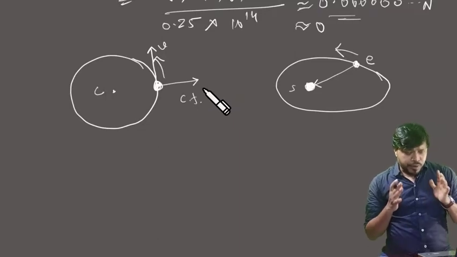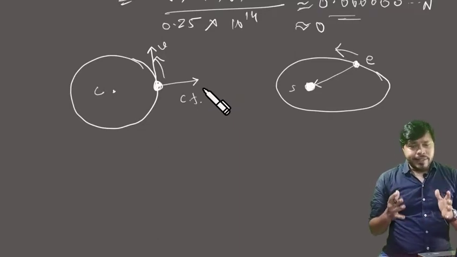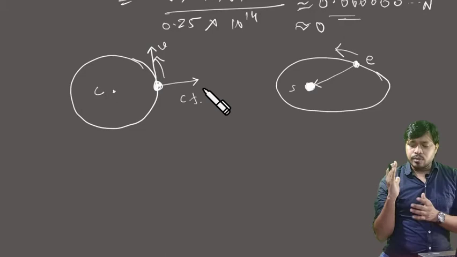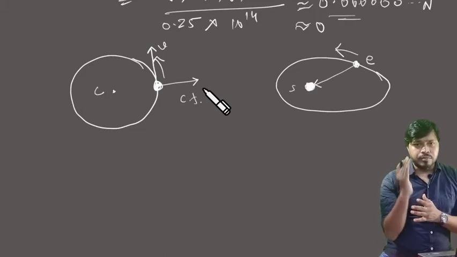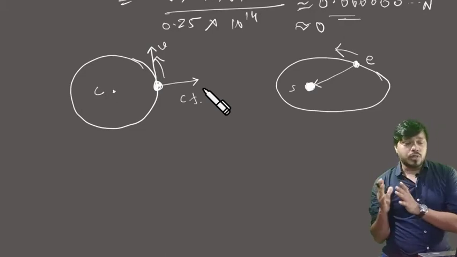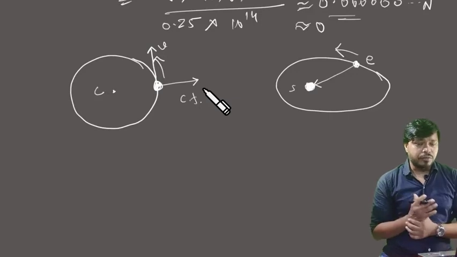This is the force due to which, whenever we are sitting in a car or in a bike, or let's say in a train, when the train or the vehicle is turning in a curve, we feel a force outward. This is the centrifugal force.